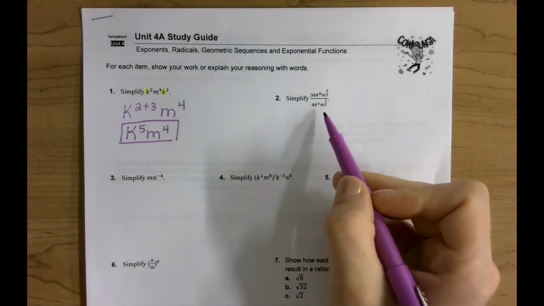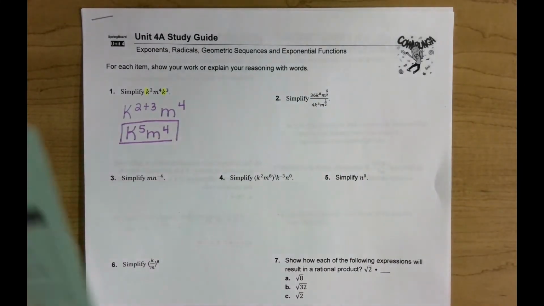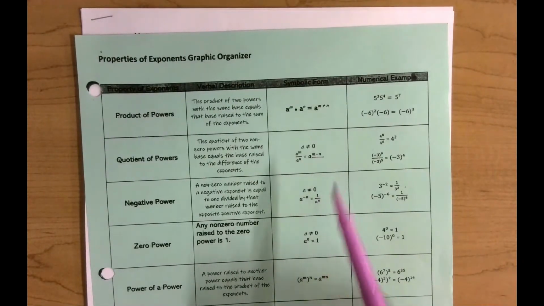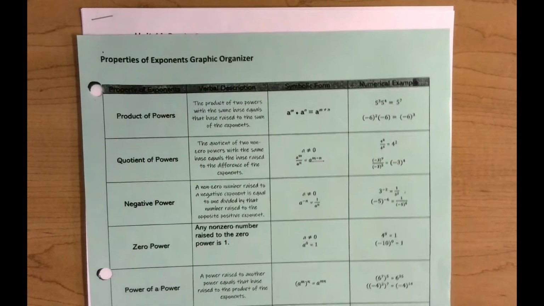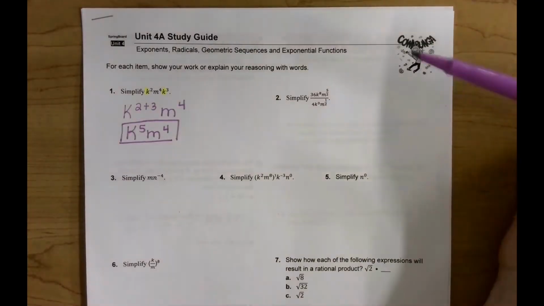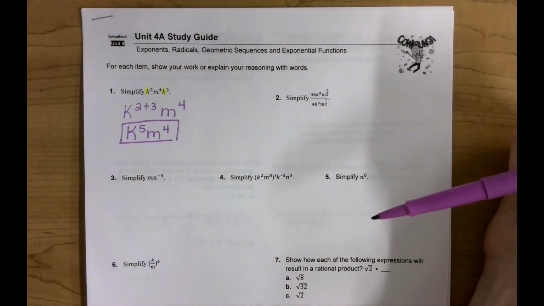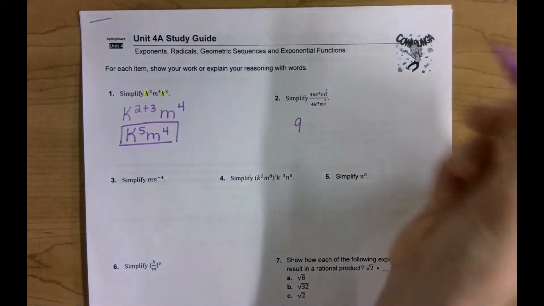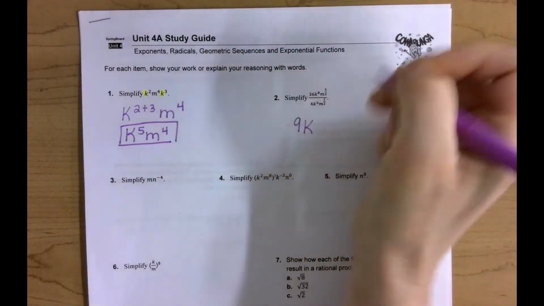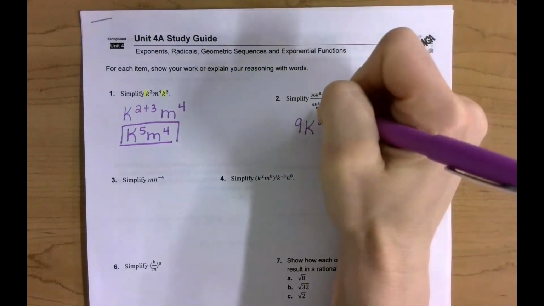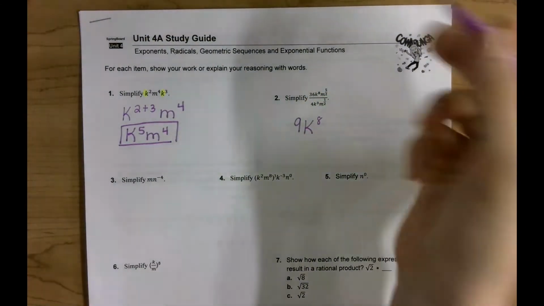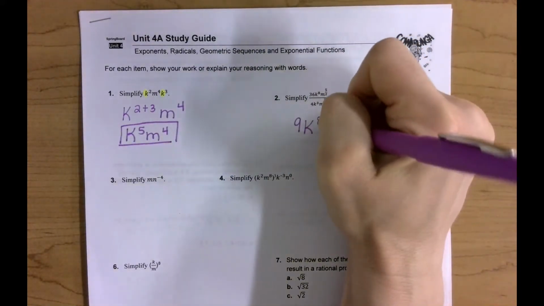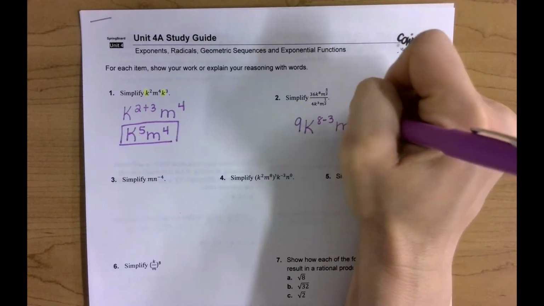Number 2, now we have one that is a quotient of powers. It has a fraction, which is division. So this shows us that we are going to subtract our exponents that have the same base. We also need to divide the coefficients, the numbers in front. So first do 36 divided by 4 equals 9. Then we have k to the 8th power, and then under it on the denominator is k to the 3rd power. So I'm going to subtract 3. Then we have the same base of m, so 5 halves minus 1 half.